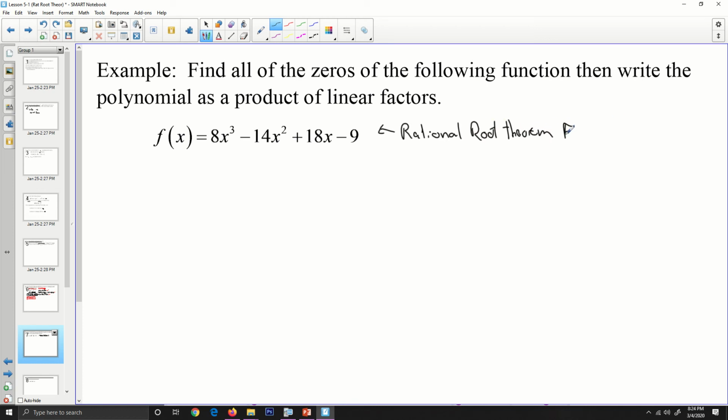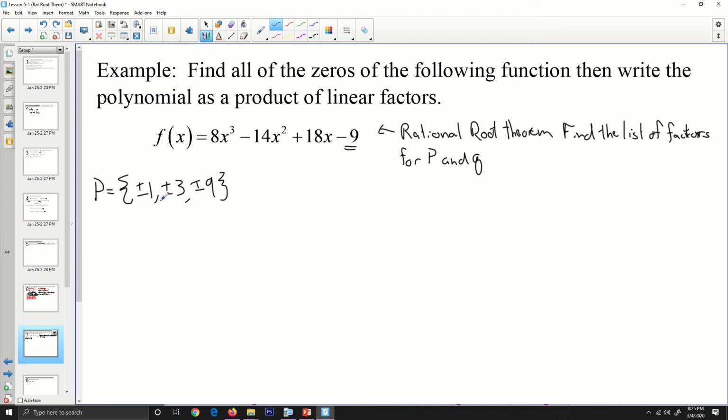I'm going to have to find the list of factors, F-A-C-T-O-R-S, spelled correctly there, Macaulay. Find the list of factors for P and Q. So my factors for P are the factors of this constant term. So I have plus or minus 1, plus or minus 3, and plus or minus 9.